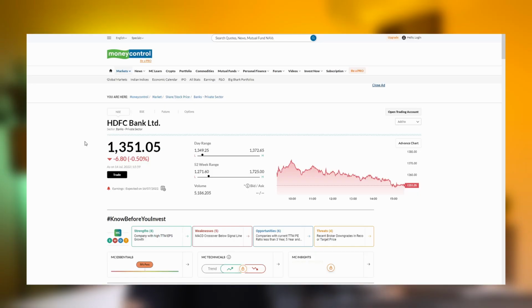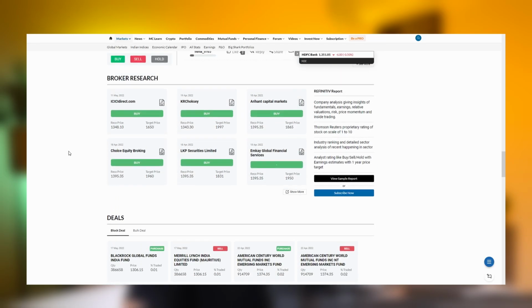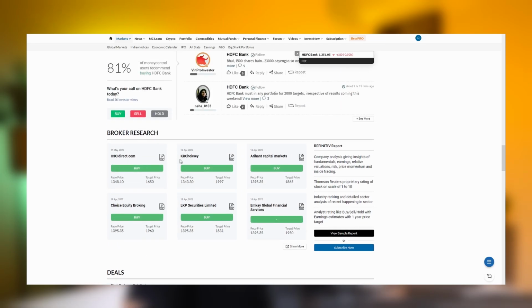And where will you get all this information? Well, you need to read the management commentary and the news reports. Some stockbrokers also issue their own analysis, so you can take a look at that as well. For example, if you go to the company page on moneycontrol.com and scroll below, you will see the reports of the brokers. For example, we have the broker reports from ICICI Direct, KR Choksi and other brokers as well.